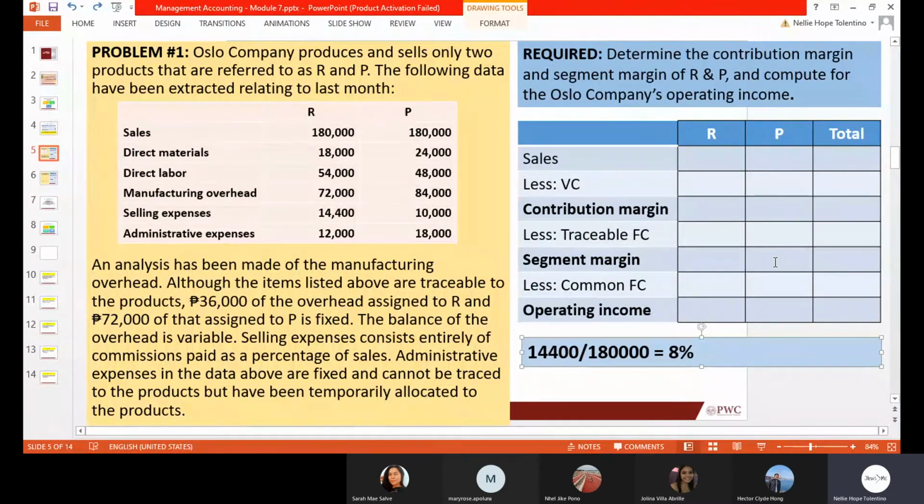How about the others? How many percent is that? 5%. 0.05, ma'am. Yes. So it's actually 5.56%, if you compute it. So the percentages of sales to selling expenses of R and P are different. But like I said earlier, it's not relevant because it's not being asked for in the problem.